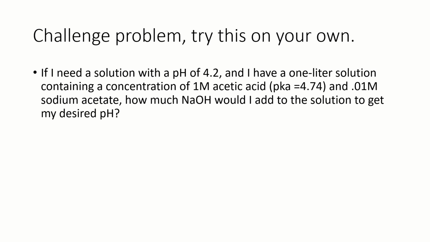So let's get started. If I need a solution with a pH of 4.2 and I have a 1 liter solution containing a concentration of 1 molar acetic acid and a 0.01 molar concentration of sodium acetate, how much sodium hydroxide would I add to my solution to get my desired pH?